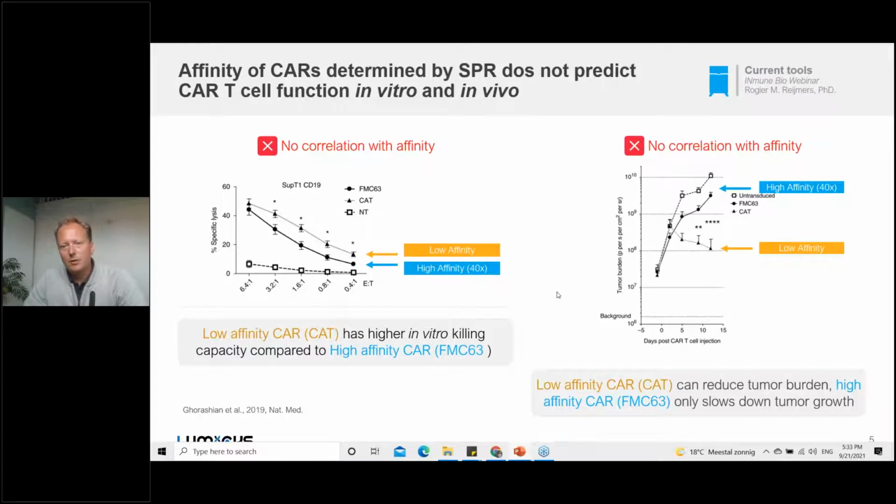And also, maybe even more striking, if you put these two CARs into a mouse model, you can see that the high affinity CAR is able to slow down the tumor outgrowth, but the low affinity CAR is very significantly reducing the tumor burden. So here is a clear illustration that you don't need the highest affinity, but you need an optimal affinity for your cell product to perform best in vivo.